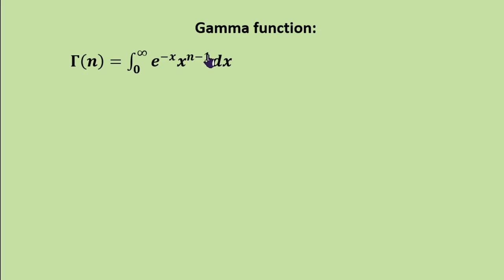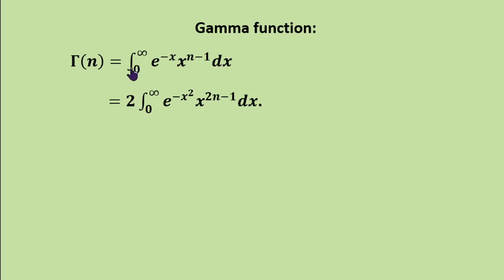Y square power 2n minus 1 means y power 2n minus 2. If x is y square, dx is 2y dy. Therefore, take 2 outside. So 2 times the integral from 0 to infinity of e power minus y square y power 2n minus 1 dy. Now replace y by x. So one more formula for gamma n is 2 times the integral from 0 to infinity of e power minus x square x power 2n minus 1 dx.